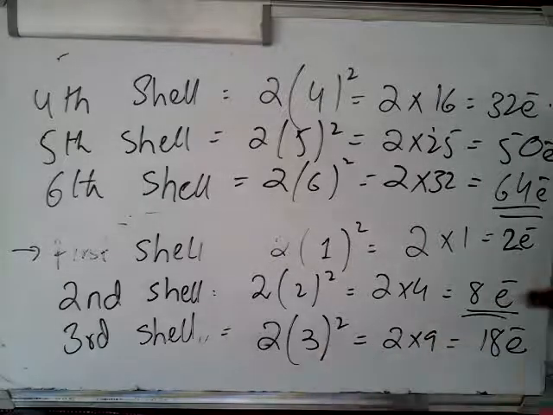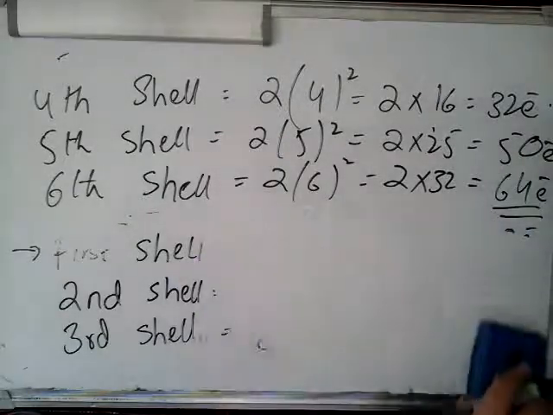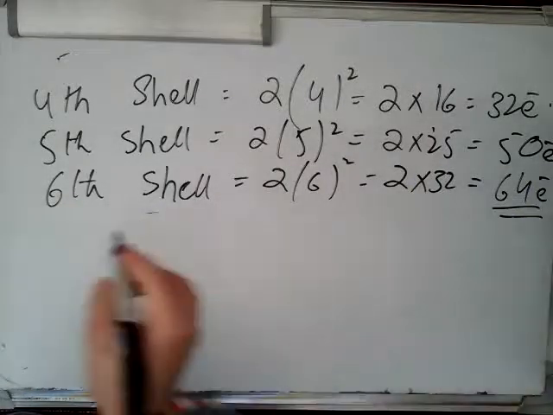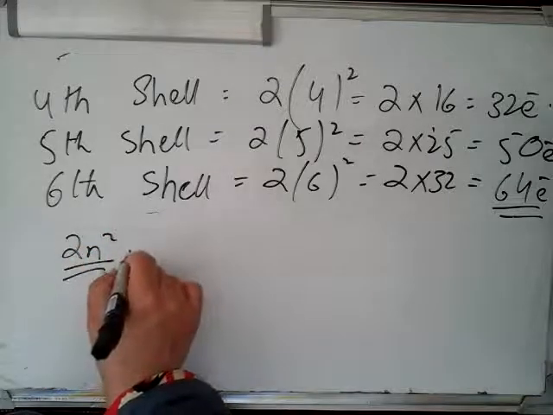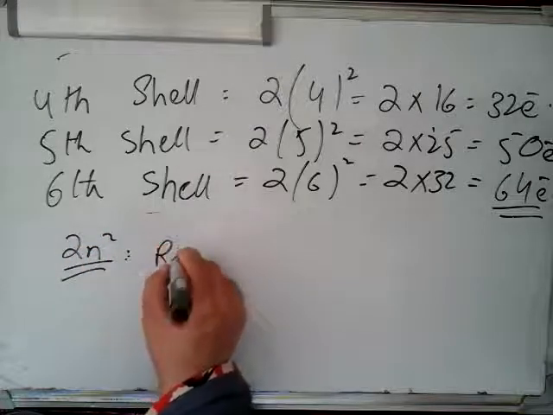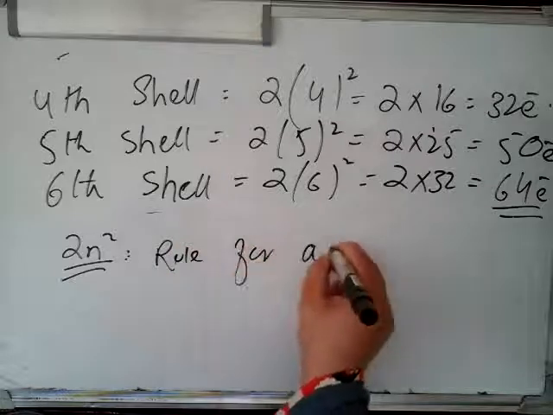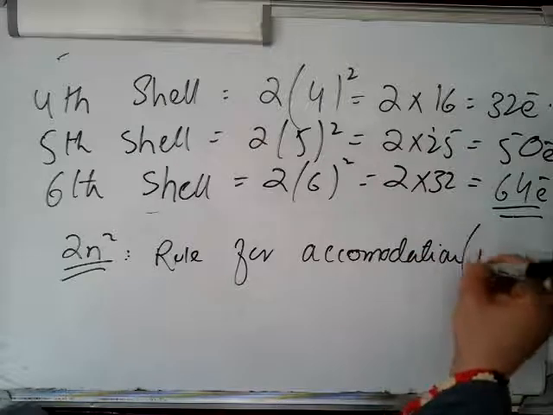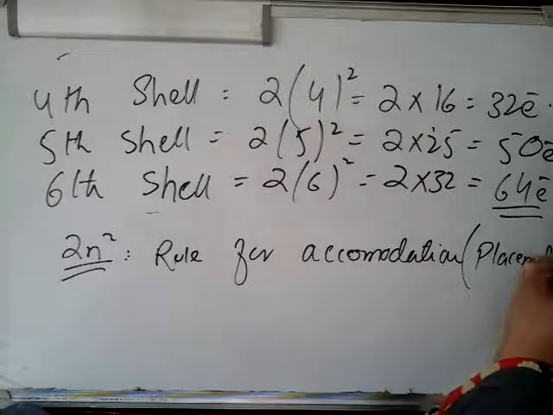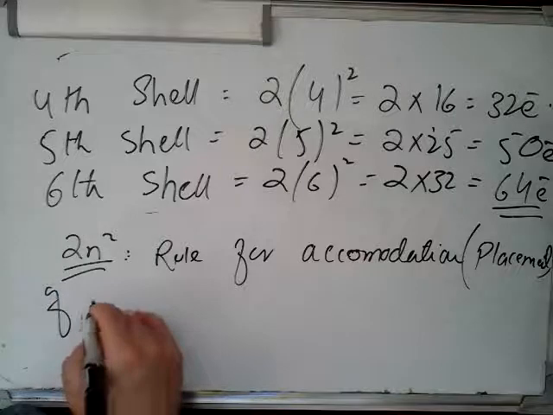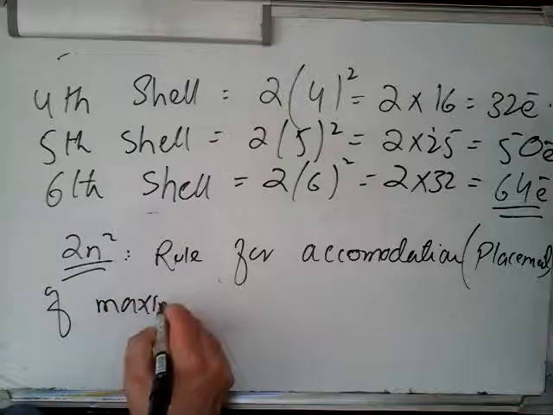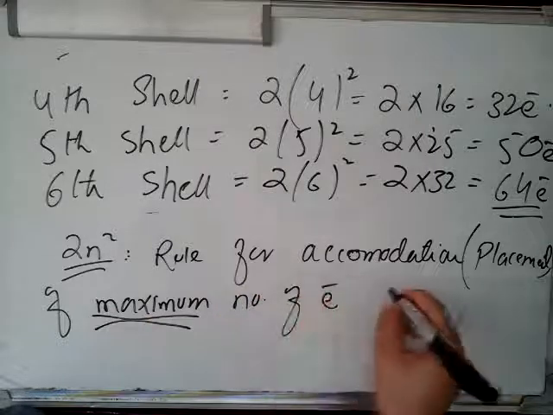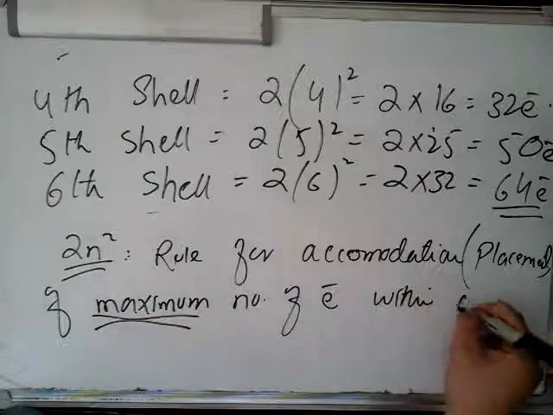Keep in mind that this is actually the rule for the accommodation. This 2n square rule is only for accommodation. Accommodation means placement, the placement of the maximum number of electrons within any shell.